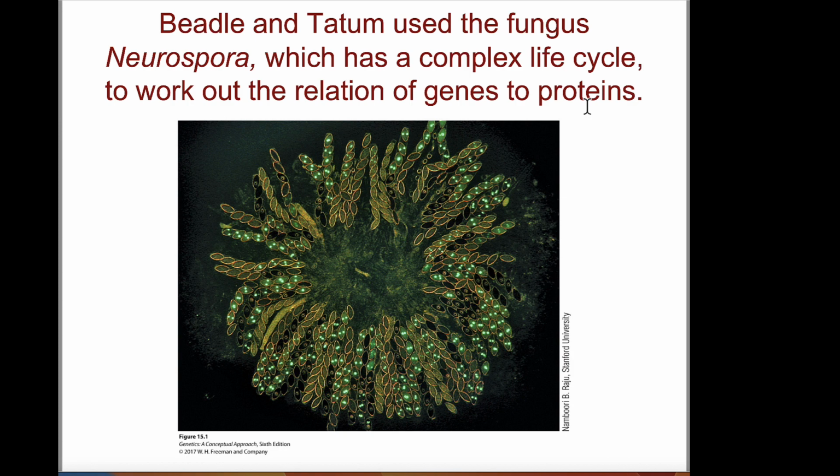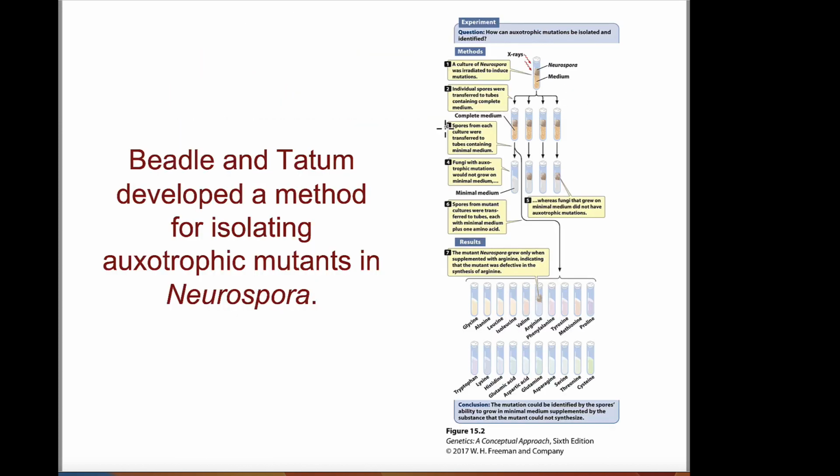So Beadle and Tatum developed a study. To start the experiment, the question is, how can an auxotrophic mutation be isolated and identified? They developed a method for isolating these auxotrophic mutants in this bread mold, Neurospora. They used a culture of Neurospora that was irradiated to induce mutation. So they exposed it to X-rays, which caused genetic mutations.